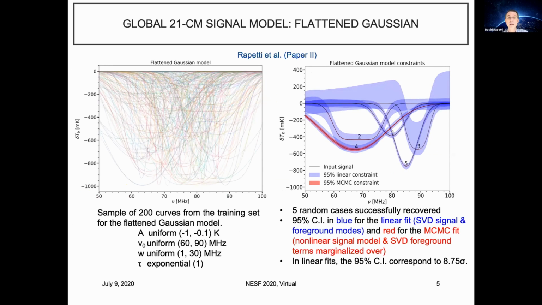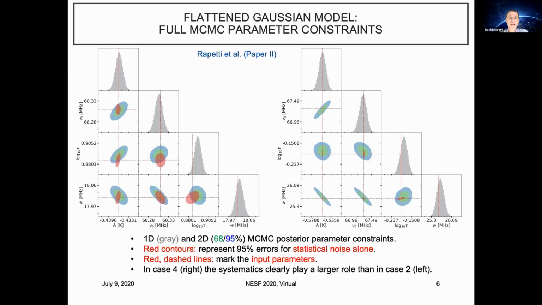And we can see on the right constraints in blue from the linear part of the pipeline, which we use as an input for the MCMC, and then in red are the nonlinear constraints from the MCMC, which are tighter due to the fact that now the overlap between the signal, which is nonlinear, and the model is less. So these are the kind of constraints that we can get for the signal parameters in this particular model.